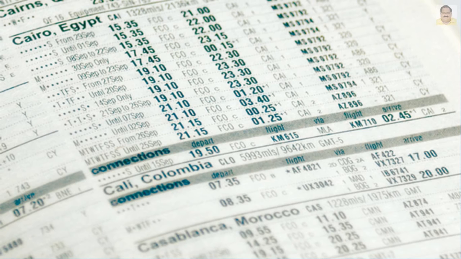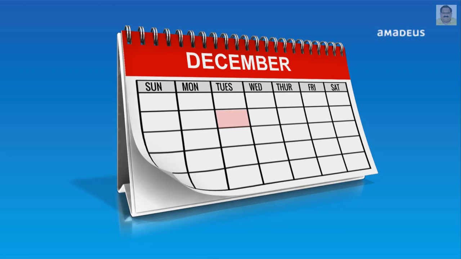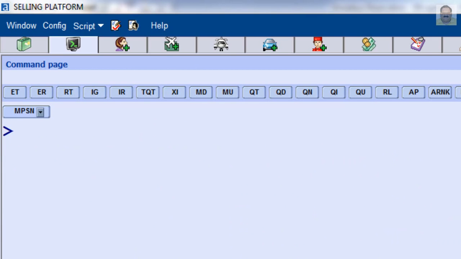Timetable for a specific city or airport pair, for example, between Jeddah and Manila, for the current date. Enter TN, origin city or airport 3-letter code for Jeddah, JED, destination city or airport 3-letter code for Manila, MNL.